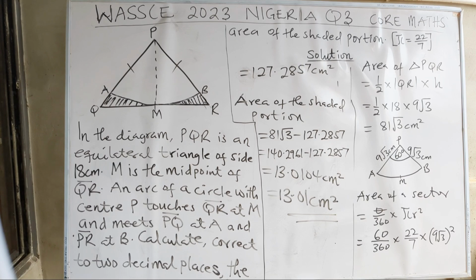So this is not any difficult question. You see that it's not difficult. It's so simple to analyze and do. Our answer is 13.01 centimeters squared.